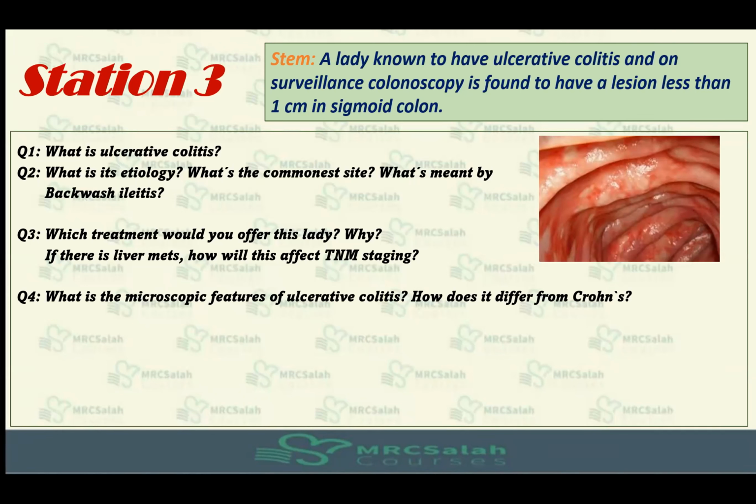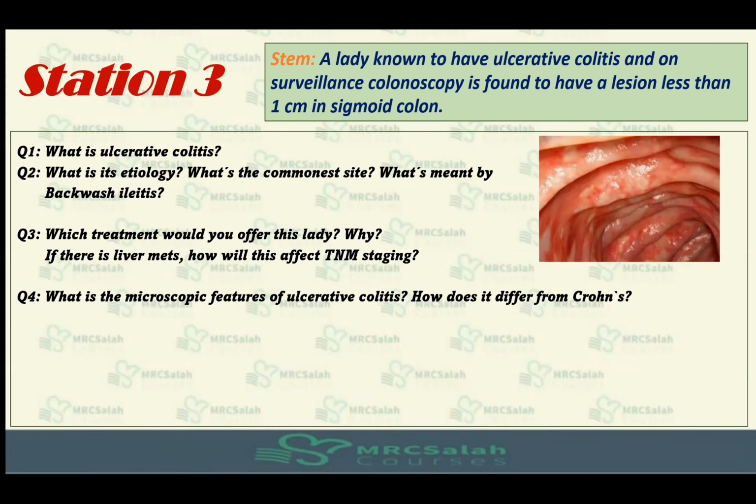Okay. So how does this differ from Crohn's? What are the microscopic features of Crohn's? Crohn's has granulomas, non-caseating granulomas. Yes, non-caseating epithelioid cell granulomas. Yes, perfect, with Langerhans giant cells.